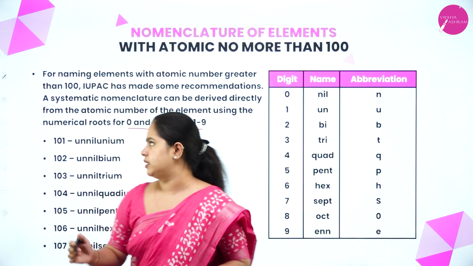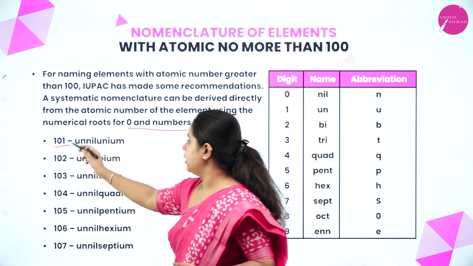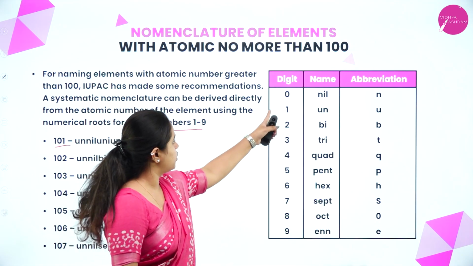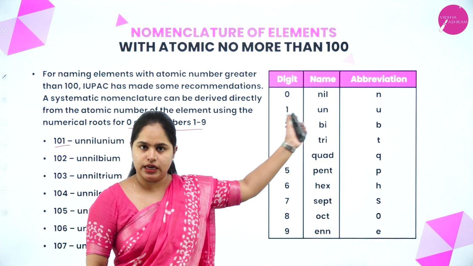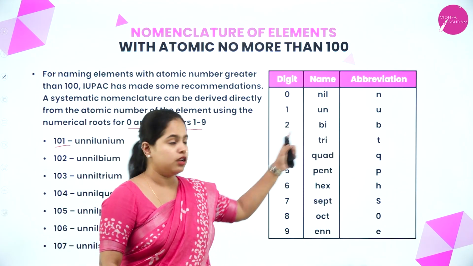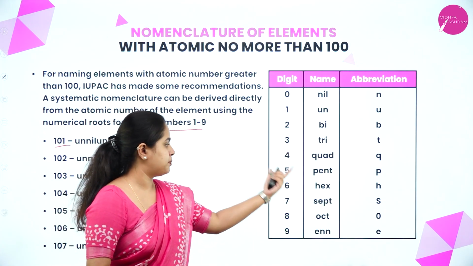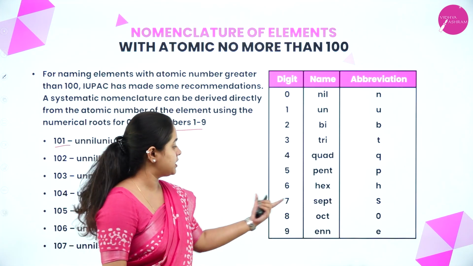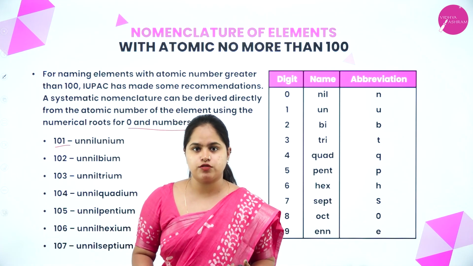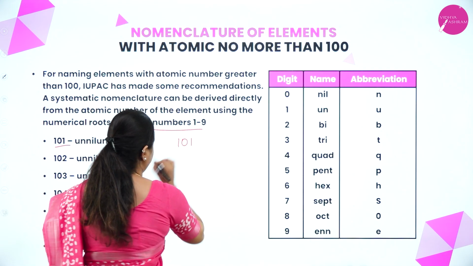So let's try to understand this. Let us take the example of the element having atomic number 101. According to IUPAC, you can see for the digit 0 the name is nil. For 1, it is un, 2 it is bi, 3 it is tri, 4 is quad, 5 is pent, 6 is hex, 7 is sept, 8 is oct, and 9 is enn. Okay, so how exactly do you have to name these elements? Let's take the example of 101.